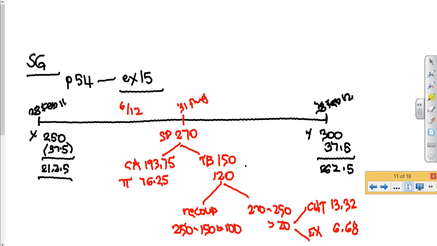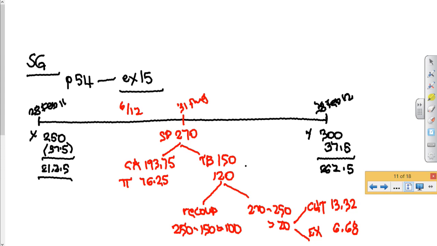And it was sold for 270. At that date, the carrying amount was 193,750. The tax base was 150. So for accounting, our profit was 76.25, which is included in our P&L, which must be reversed. For tax, the profit is 120 because they'd allowed us more deductions and the carrying amount was smaller.